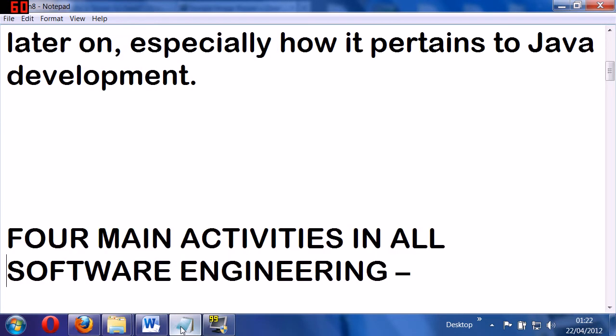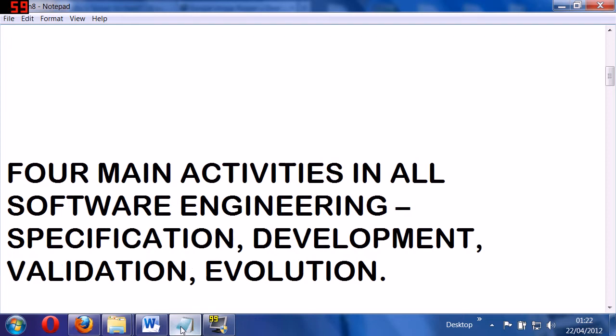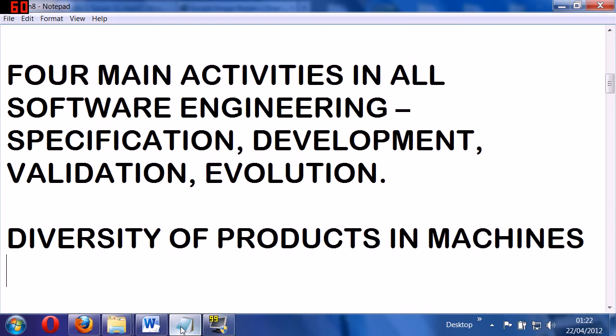Okay, there are four main activities in all software engineering: specification, development, validation, and evolution. Specification is the initial stuff, then you've got the development process, then validation, where we check everything's okay, and then we move on to the next one, Web 3.0, Web 4.0. Yep, and Web 4.0 is actually going to involve holograms, interestingly enough.